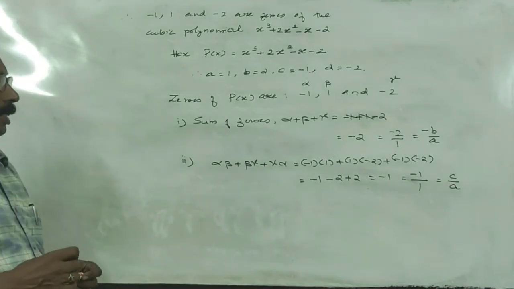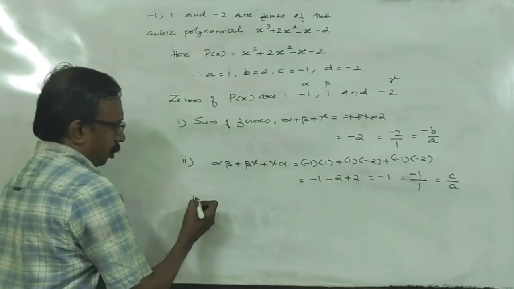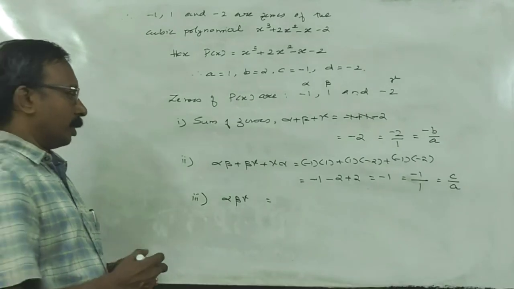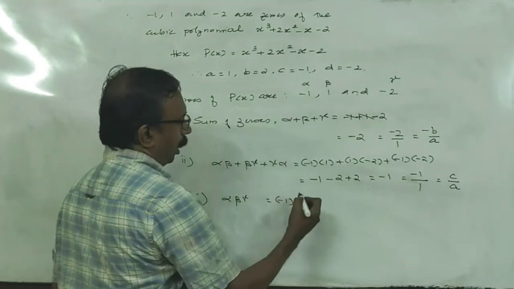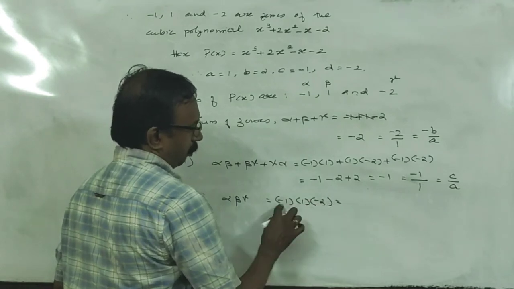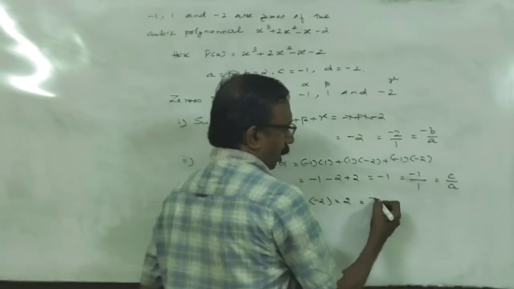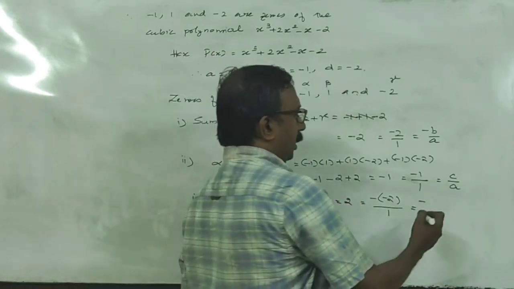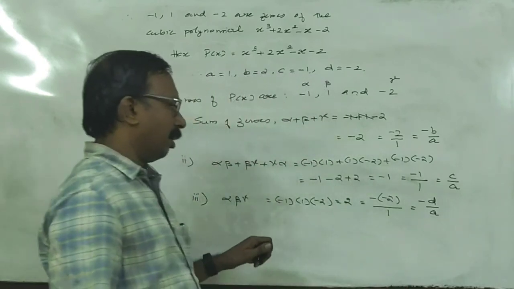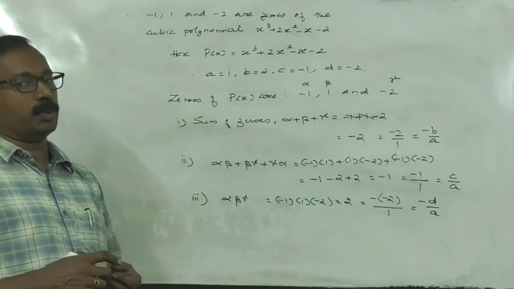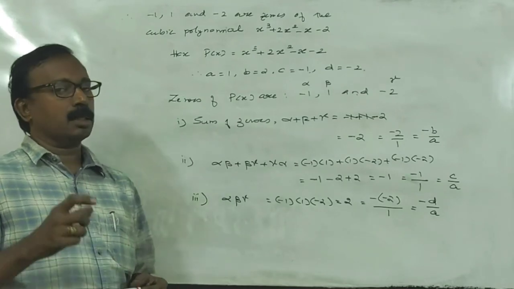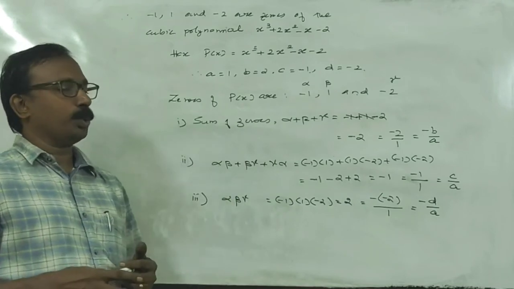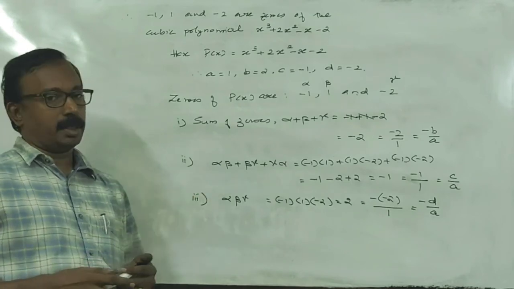Sum of the product of zeros taken two at a time. Now, alpha, beta, gamma, product of zeros. Product of zeros is minus 1 into 1 into minus 2. That is minus into minus, plus 2. And it can be written as minus of minus 2 divided by 1. That is minus 2 is d, so minus d by a. That is the product of zeros, isn't it? This way we can find the zeros of a cubic polynomial and the relation between zeros and coefficients, isn't it?